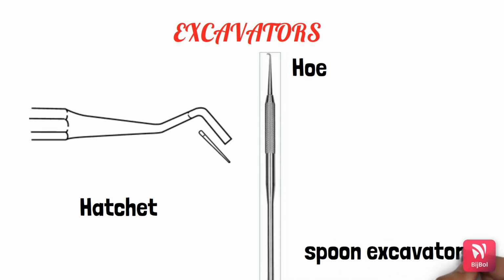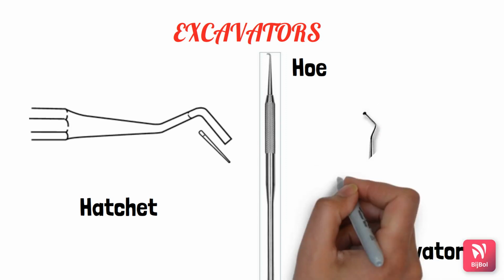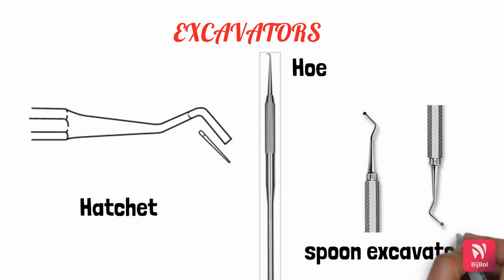Next, we can see the spoon excavator. The cutting edge is in the form of a semicircle with an inner concavity and outer convexity, making it resemble a spoon, and also helps in lateral cutting of a tooth.